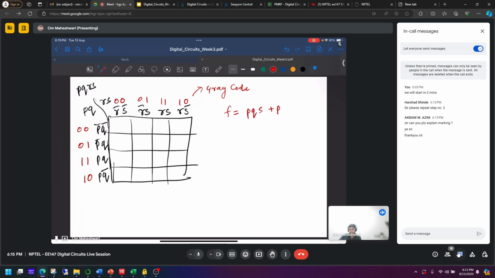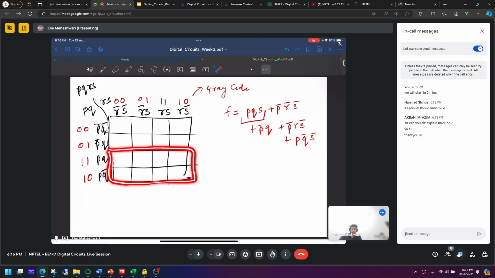PQS plus P bar R bar S bar plus P bar Q plus P bar R S bar plus PQ bar S bar. So this is the function that we want to solve using K-map. We take one term at a time and identify where the term lies in our map. So it is P, Q, S. Here we identify where we have P. We have P at these two positions, so all these 8 columns will represent P.